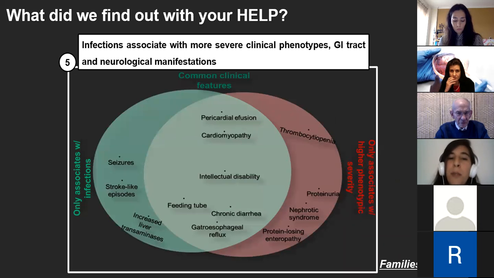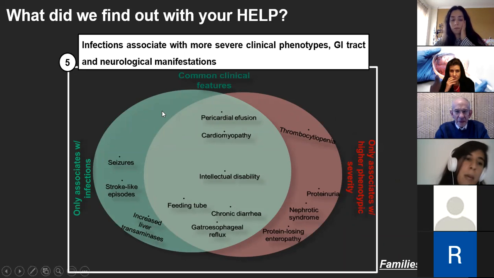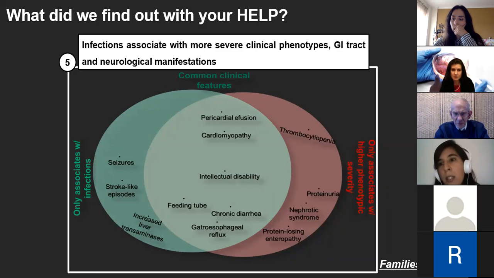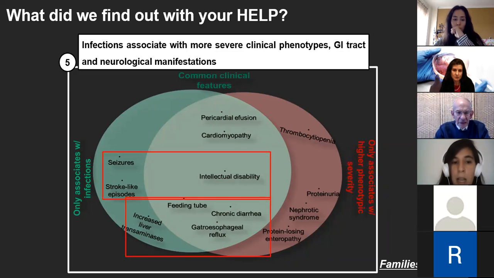And this somewhat busier image may look a little bit more complicated, but actually the message that we want to convey is really that in our PMM2-CDG patient group, when the patients were reported to have relevant infections, they were also reported to have overall greater phenotypic severity, meaning that the presence of relevant infections also meant that the patients had an overall more severe clinical presentation. And the second thing that we want to highlight with this figure is really that the presence of infection was also associated with some gastrointestinal manifestations and with specific neurological signs and symptoms, particularly with seizures and stroke-like episodes.